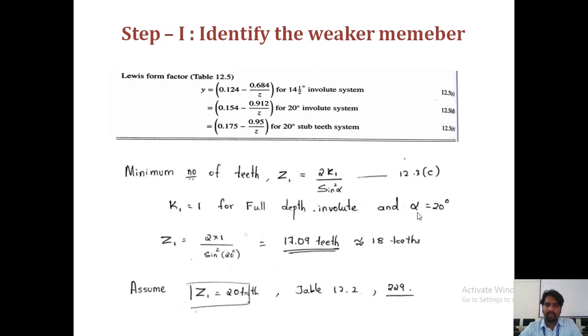The profile is 20 degree involute, that is alpha is equal to 20 degree. Substitute here k1 is equal to 1, alpha is equal to 20 degree. We get Z1 is equal to 17. So assume that Z1 is approximately equal to 18. But from Table 12.2, page number 229, we need to assume Z1 is equal to 20 teeth.